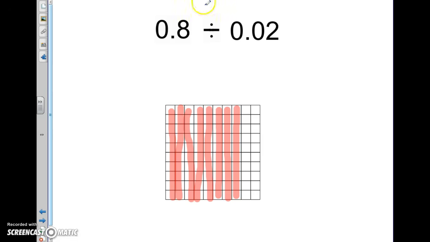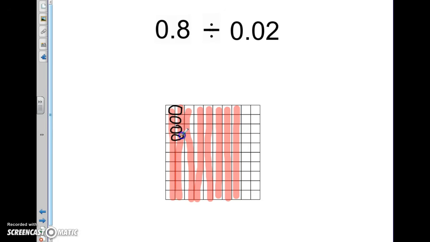Each of these little squares here represents 1/100th, because there are 100 of these little squares in the big square. So again, this problem is asking how many groups of 2/100ths, which would be 2 of these little squares, are there in this entire shaded section of the one whole. So I would group these together. So I'd say that's one group of 2/100ths, and so forth.